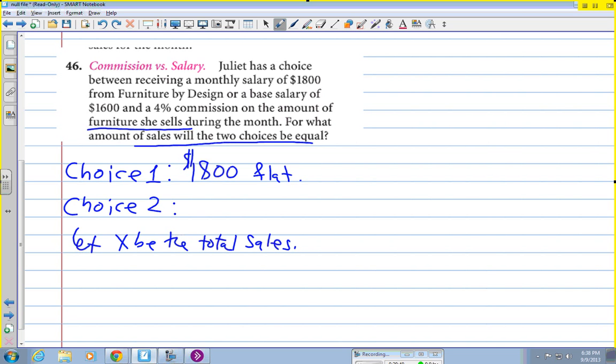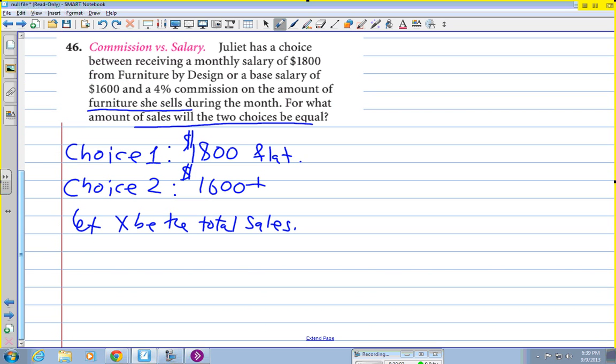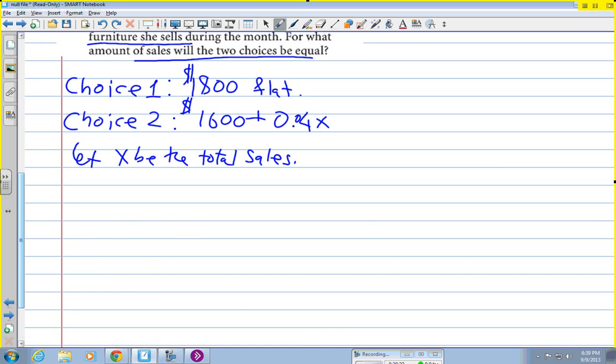Then choice 2 would be what? She gets 1,600 no matter what, plus 4% of the total sales. How do you express that algebraically? 0.04 times x. If x is the total sales, 4% of that is 0.04 times x. All right. And now, when are they equal? Choice 1 equal to choice 2. Set those two things equal to each other. So 1,800 equals 1,600 plus 0.04 x, and you solve for x.